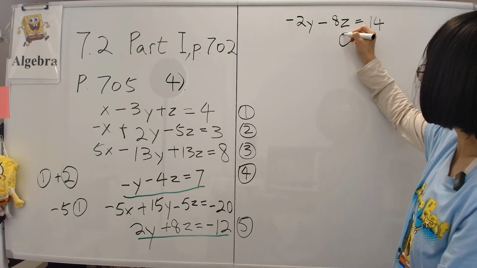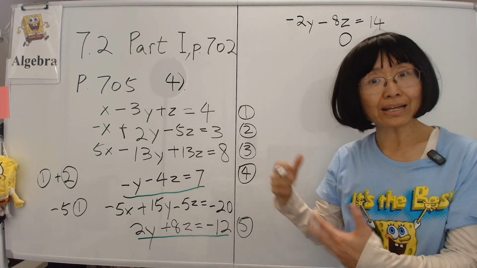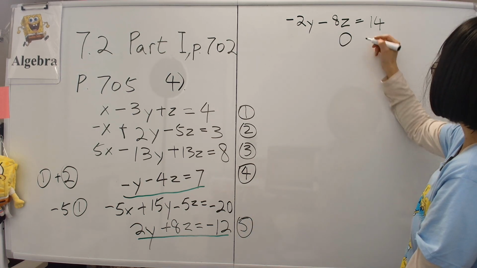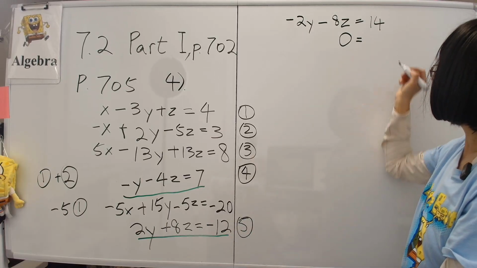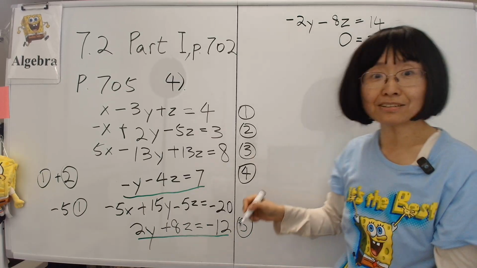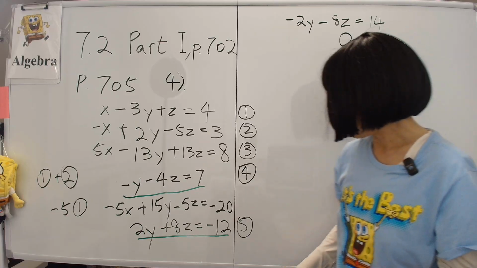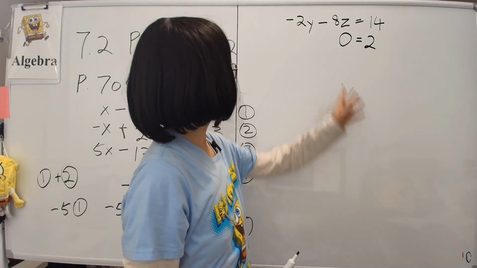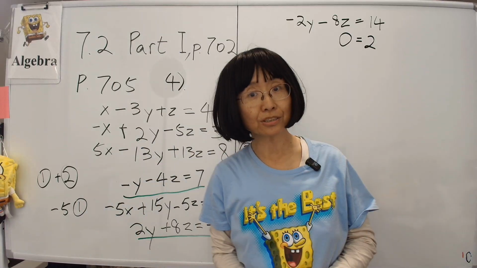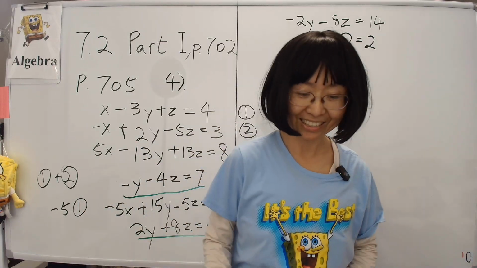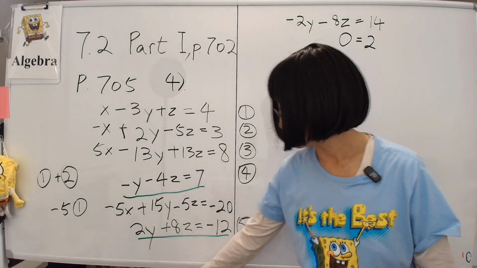Now we have an odd situation because both y and z disappear. Now what? That equals minus 12 plus 14, that's 2. So we have 0 equal to 2. And now what do we do? Simple. We do nothing. 0 equal to 2 is not possible. Therefore, there is no solution to this problem. The end. That's the end of this entire thing.